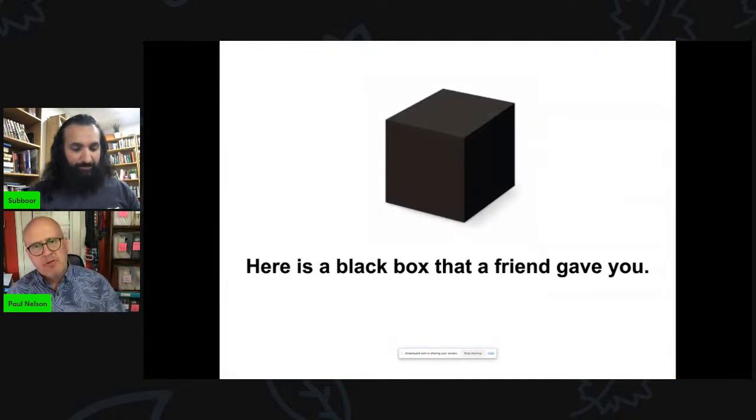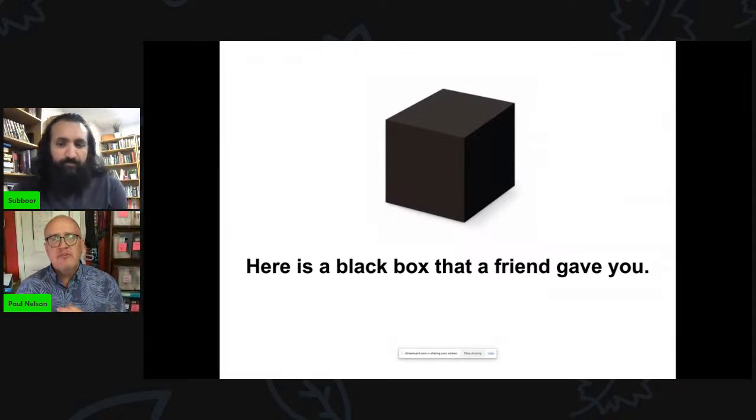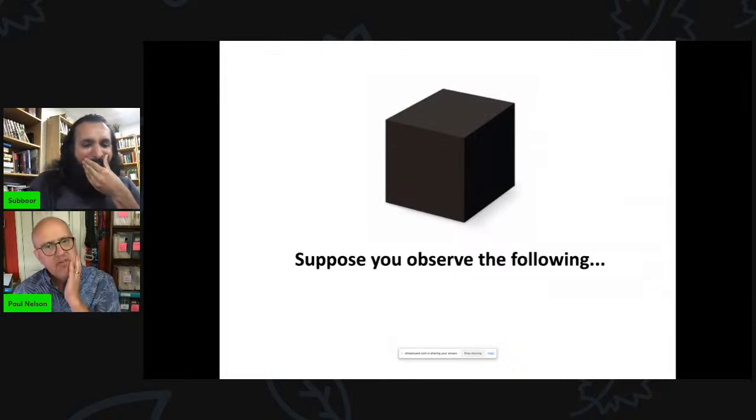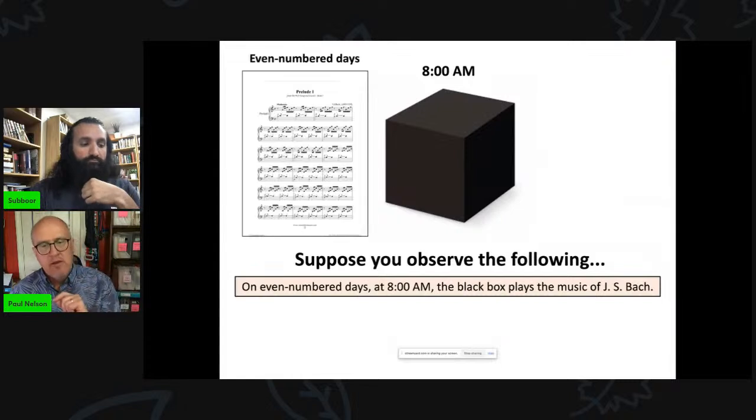All right, thought experiment. Non-biological thought experiment, but complex system. Living things fall within the class of complex systems, so this will be a complex system inference. Suppose a friend gives you a black box that does the following. At 8 a.m. every morning, it plays the music of J.S. Bach, but only on even-numbered days. Today's the 25th of July, so it wouldn't have played Bach today.